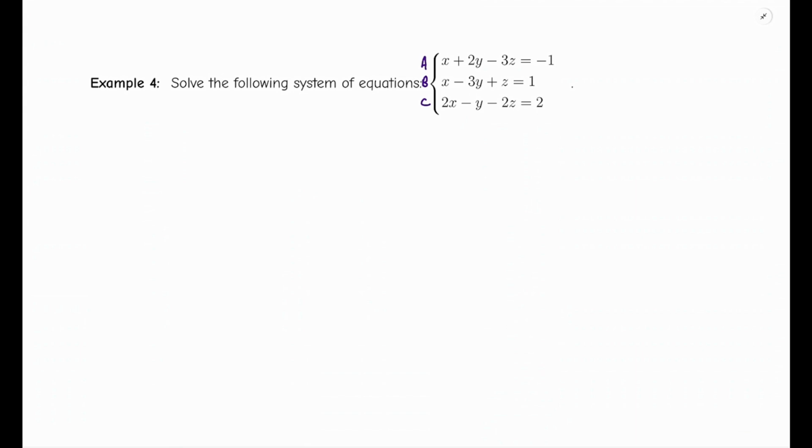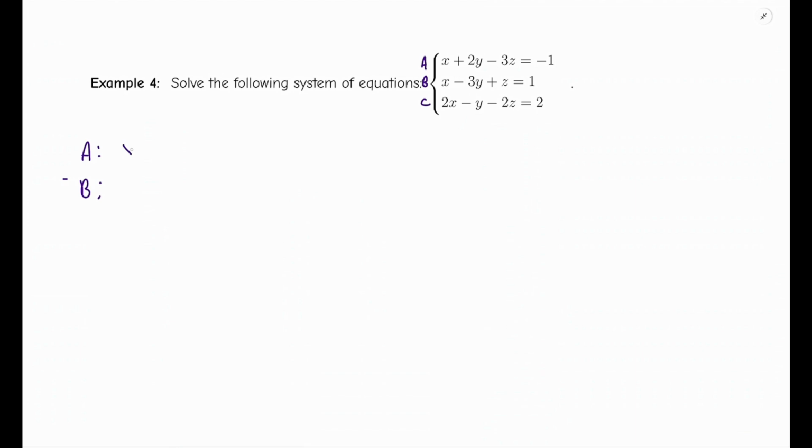Next, I'm going to choose which variable to eliminate. And actually, any one of them would be easy in this case, but since x already matches in two of the equations, I'm going to choose to eliminate the variable x this time. So I'm going to start out with A minus B.